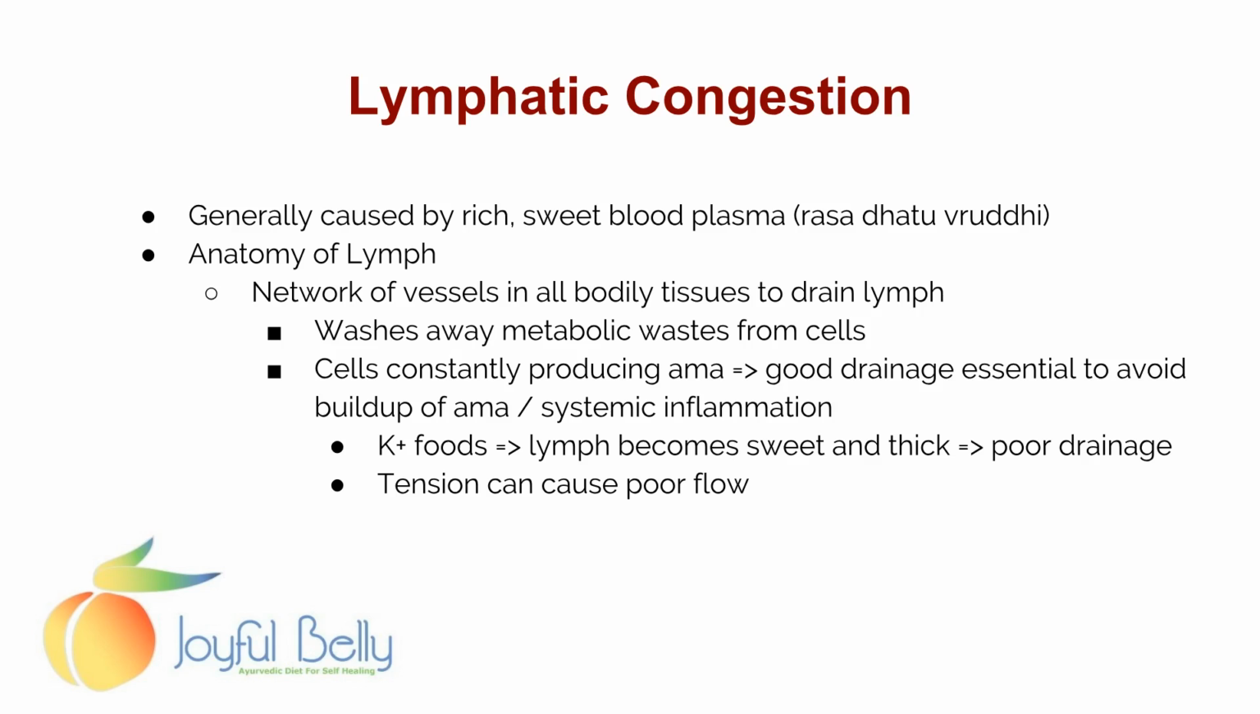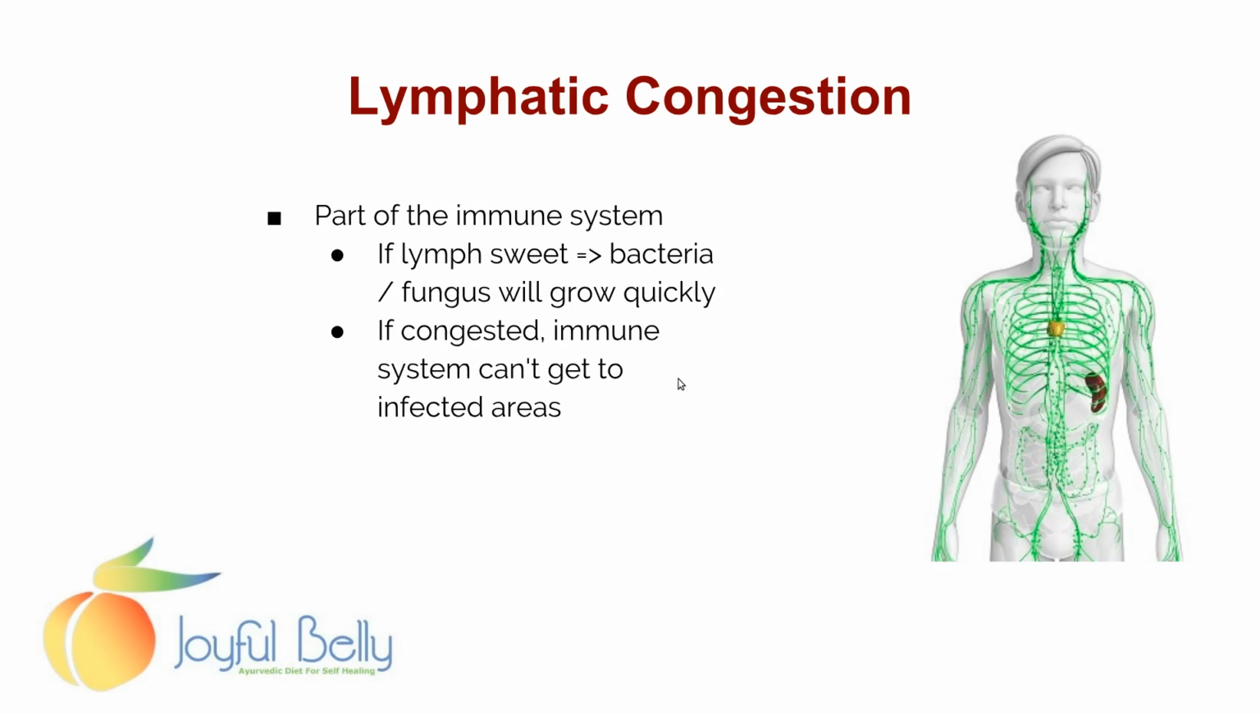So kapha foods can cause that, as I mentioned, making the blood rich and sweet. Tension in the muscles can also cause poor flow of lymph. That's why we're going to be looking at those two different areas, kapha aggravation and tension, when we're looking at lymphatic congestion.